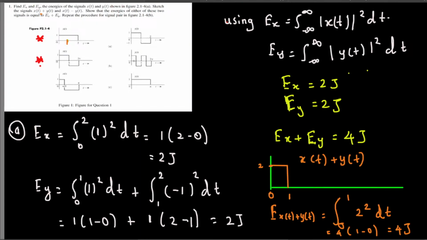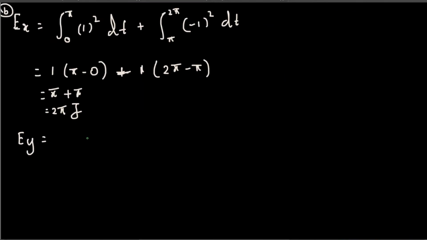Now let's look at the Ey. We have 0 to 5 by 2, 5 by 2 to 5, 5 to 35 by 2, 35 by 2 to 25. We have a lot of limits there, so make sure we put 1, 2, 3, 4. We need to put 4 integrals at the same time.